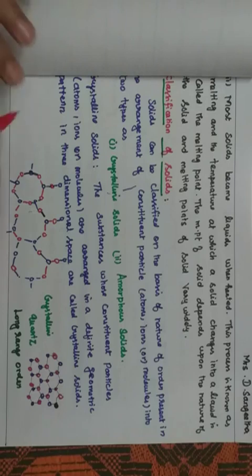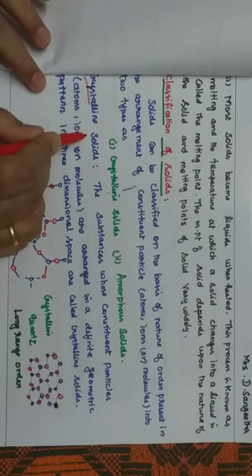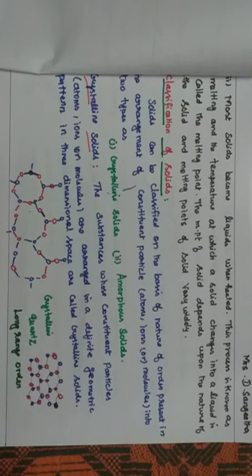What is meant by crystalline solid? A crystalline solid is a substance whose constituent particles, which may be atoms, ions or molecules, are arranged in a definite geometric pattern in three-dimensional space. In the case of a crystalline solid, the constituent particles are arranged in a regular manner throughout the crystal, in three-dimensional space. If they are arranged in a regular manner, that type of solid comes under crystalline solid.